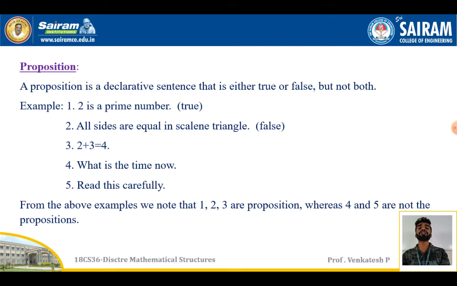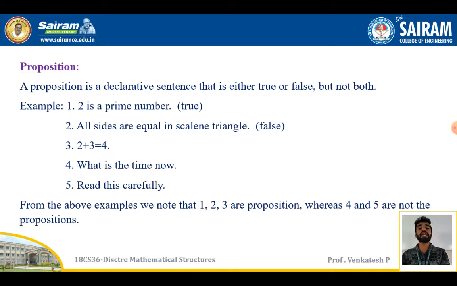A proposition is a declarative sentence that is either true or false, but not both. For example, first one, 2 is a prime number. Obviously it is a true statement. So I can say "2 is a prime number" is true.